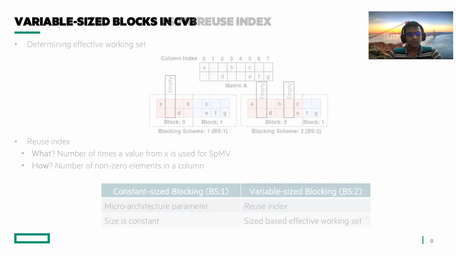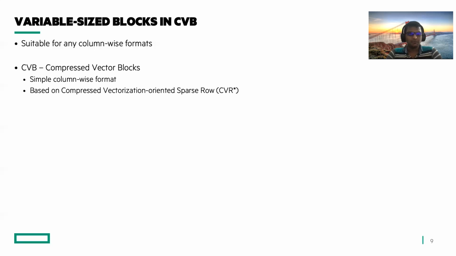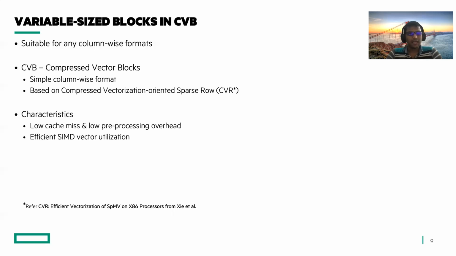Generally, our proposed blocking approach in the previous slide is suitable for being implemented across different column-wise data formats. For this work, we have specifically used a new column-based format called CVB, which is compressed vector blocks. CVB is based on an existing CVR format, and it inherits the low cache miss and low pre-processing overhead, along with efficient SIMD vector utilization properties from its parent, the CVR format. More details on the CVR format can be found in the initial CVR paper.